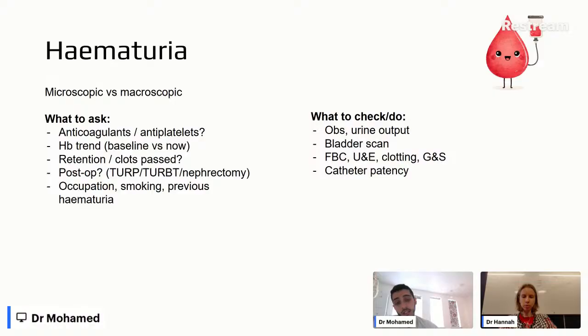So if they've got a catheter in place, whether it be a long-term catheter or perhaps a catheter was put in A&E, is the catheter patent? Is it draining? If it's not, then they could be in clot retention. And of course, that's very important to be aware of.